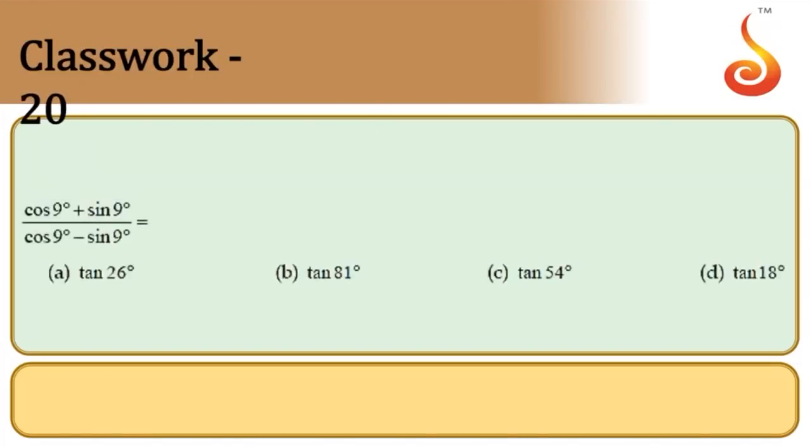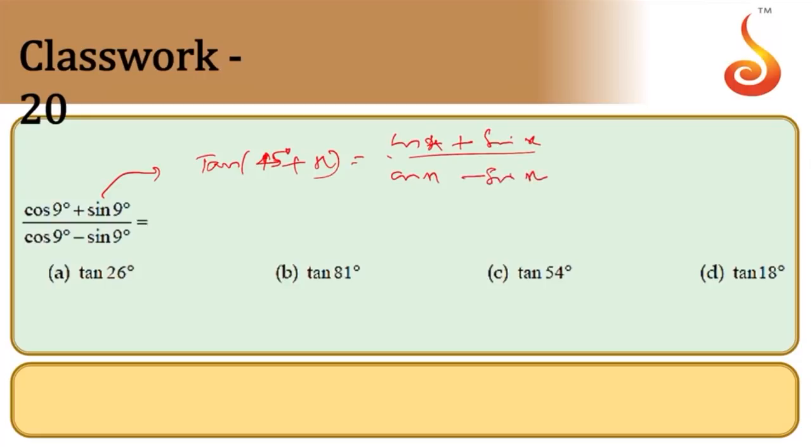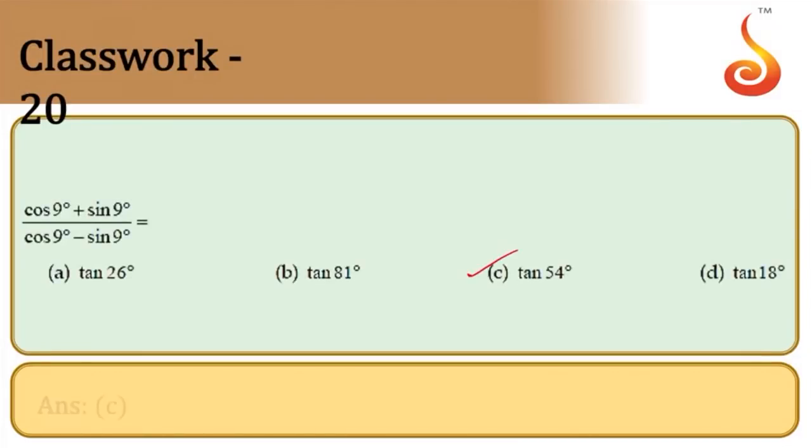Let me consider the 20th one. This is a direct formula. It is nothing but tan of pi by 4, 45 degrees, plus x, which is cos x plus sin x divided by cos x minus sin x, where x is equal to 9 degrees. So the answer is 45 degrees plus 9 degrees, so tan 54 degrees is the required answer here.